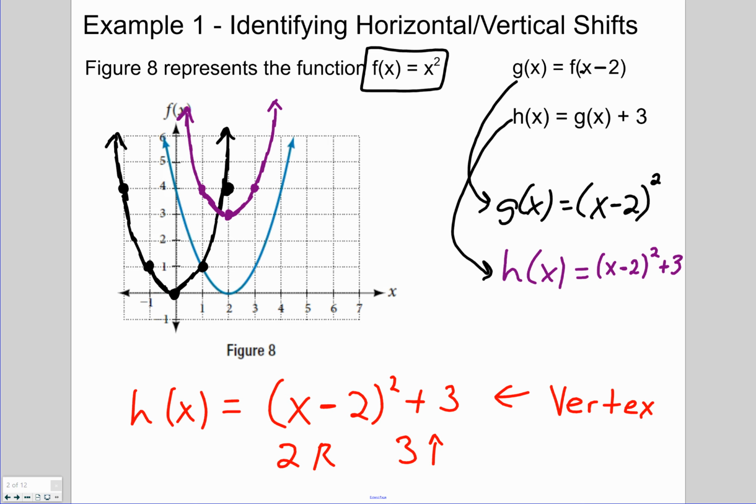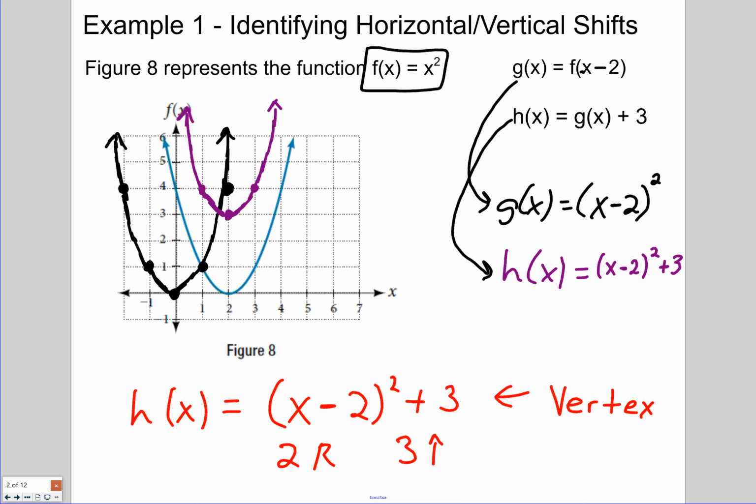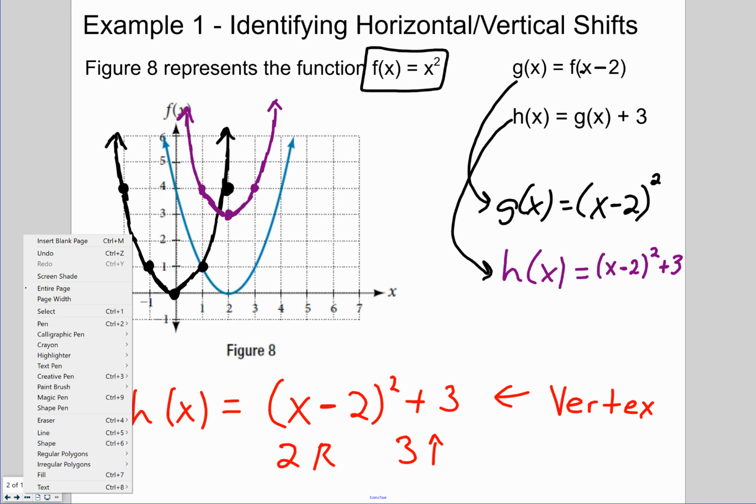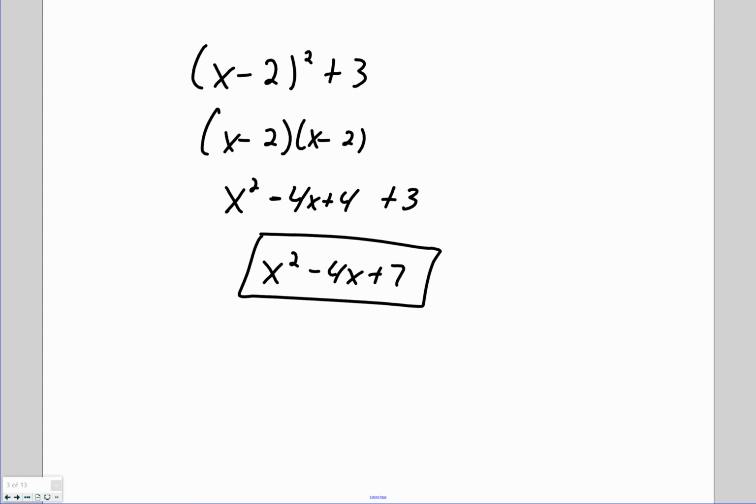Standard form, if you really wanted to go down this road, you would have to do x minus 2 squared plus 3. You have to expand that, x minus 2 times x minus 2, which would be x squared minus 4x plus 4. Then you bring down the plus 3, so x squared minus 4x plus 7. This is called standard form.